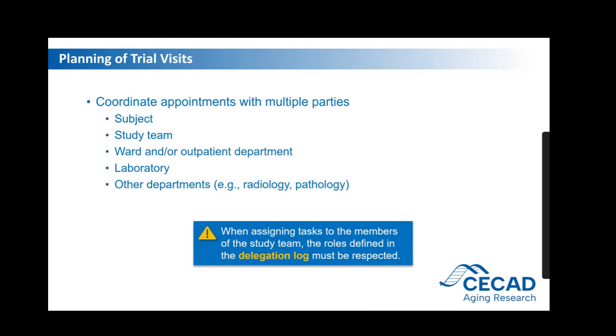What you always have to remember when coordinating is that the assigned task can only be assigned to members of the study team that have the appropriate roles defined in the delegation log. So we will not have a closer look at the delegation log in this course, but you do need to remember this in all the stages of trial conduct, that whatever task is assigned to someone, this person has to be properly assigned in the delegation log to actually perform these tasks. So always make sure, especially if other parties are involved, that proper delegation has been done previously.